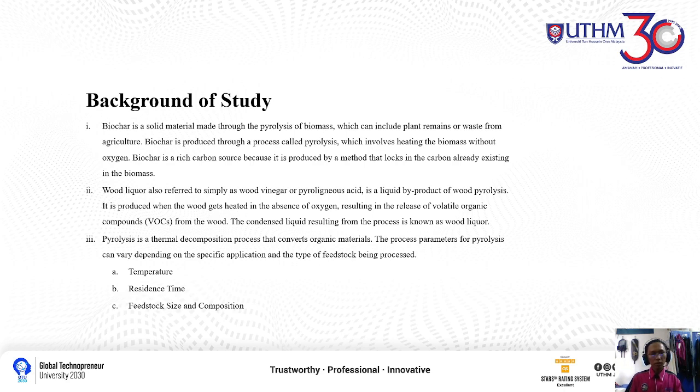Pyrolysis is a thermal decomposition process that converts organic material. The process parameters for pyrolysis can vary depending on the specific application and type of feedstock being processed, which are temperature, residence time, and feedstock size and composition.